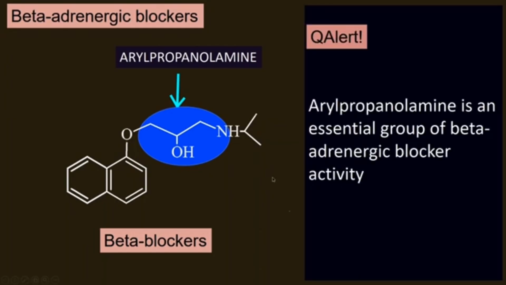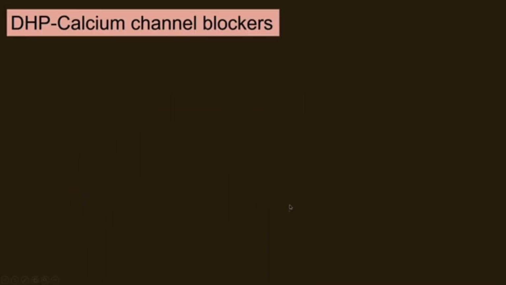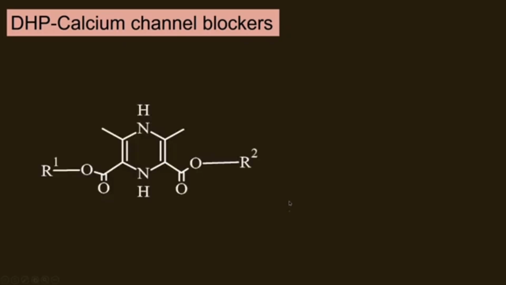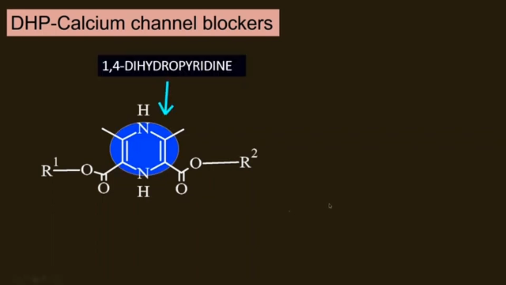So aryl propanolamine is essential group for beta adrenergic activity. Next, we talk about the important class of antihypertensive, that is dihydropyridine calcium channel blockers, which is also known as DHP calcium channel blockers. So which contains a very unique ring, 1,4-dihydropyridine ring. This ring is essential for its activity.